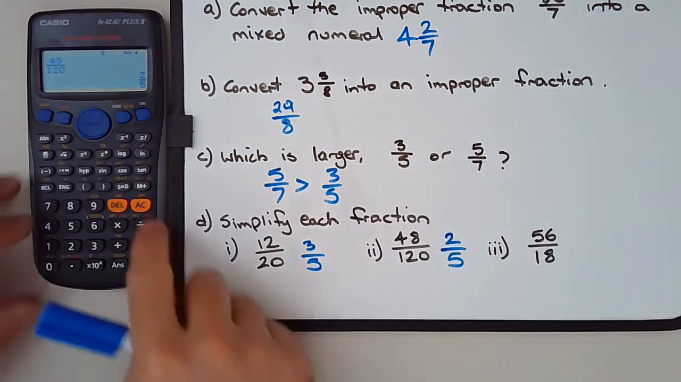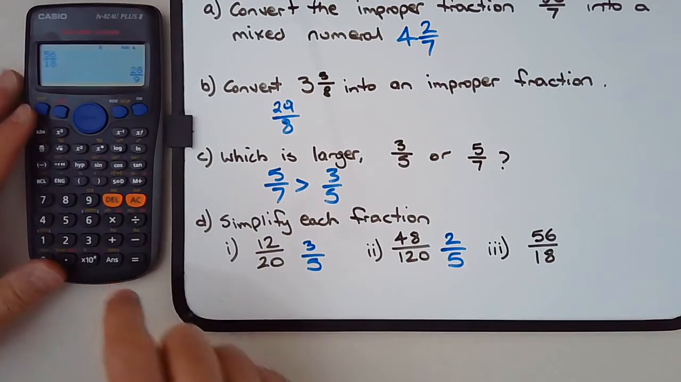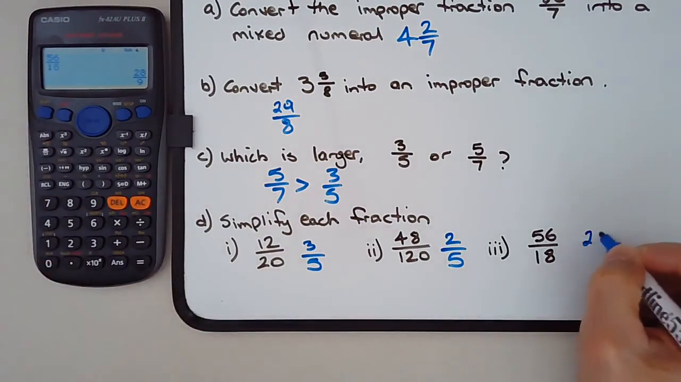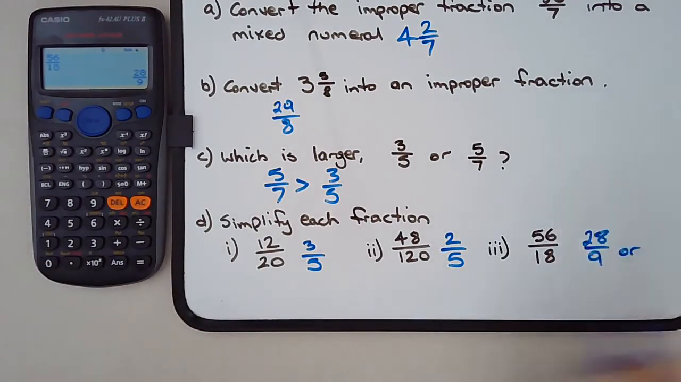You've got 56 on 18, and I'm going to write the answers two ways. So you've got 28 on 9, or as a mixed numeral. Remember how to do that? Shift SD, 3 and 1 9th.